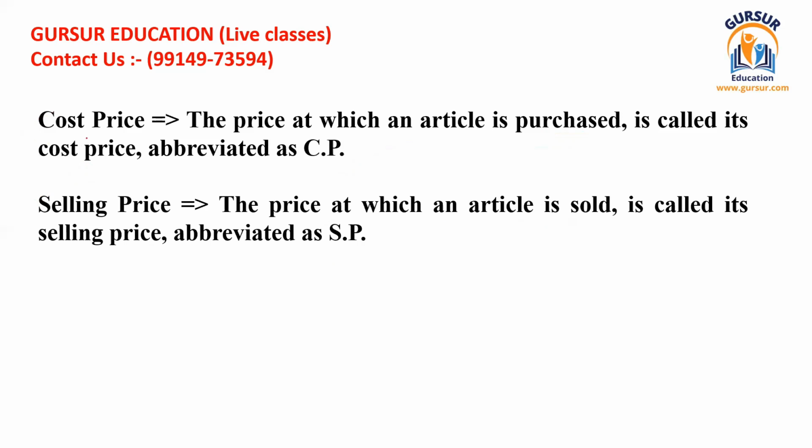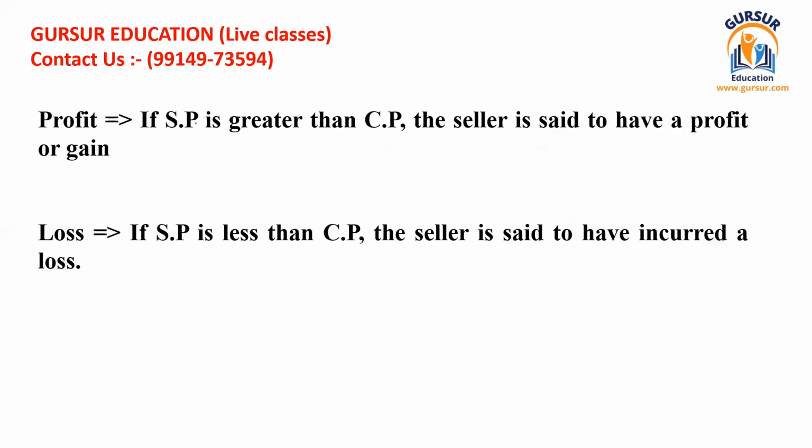Now let's move further: how is profit earned? If SP, the sale price, is greater than CP, the cost price, obviously you will be earning a profit, and this is very common sense. If SP is greater than CP, the seller is said to have profit or gain. In the same way, in case of loss, if SP is lesser than CP, then you are in the position of facing a loss.